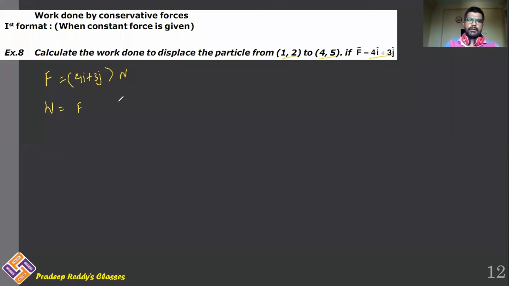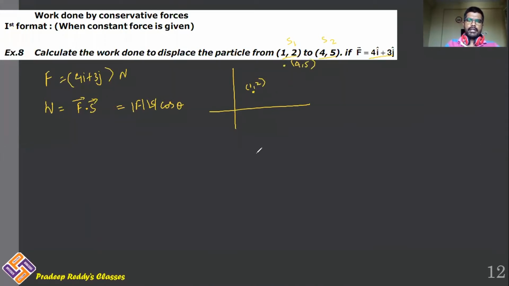W is equal to F dot S, F bar dot S bar, which is equal to F magnitude times S magnitude times cos theta, where theta is the angle between force and displacement. I want to now find out the displacement of the particle. You have S1, which is (1, 2), and S2, which is (4, 5). On the x-axis it is 1 and on the y-axis it is 2, so I can consider this as (1, 2). And (4, 5): on the x-axis it is 4 and on the y-axis it is 5.